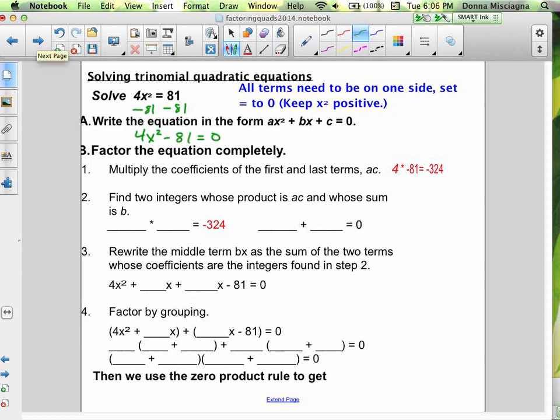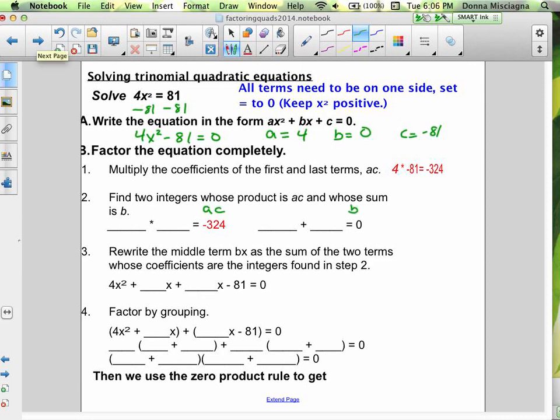By the way, our a is 4. There's no x. If there's no x, it is 0. And c is negative 81. So we have 4 times negative 81, a times c, and that is negative 324. So we need two numbers that multiply to equal negative 324, but add to equal 0.